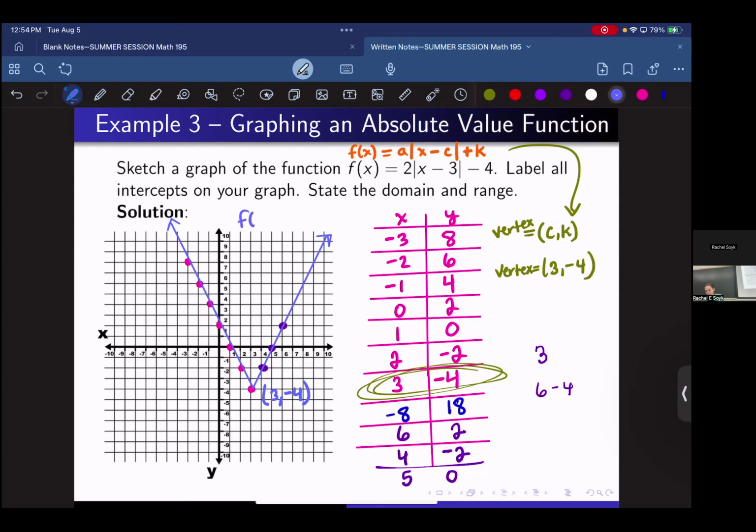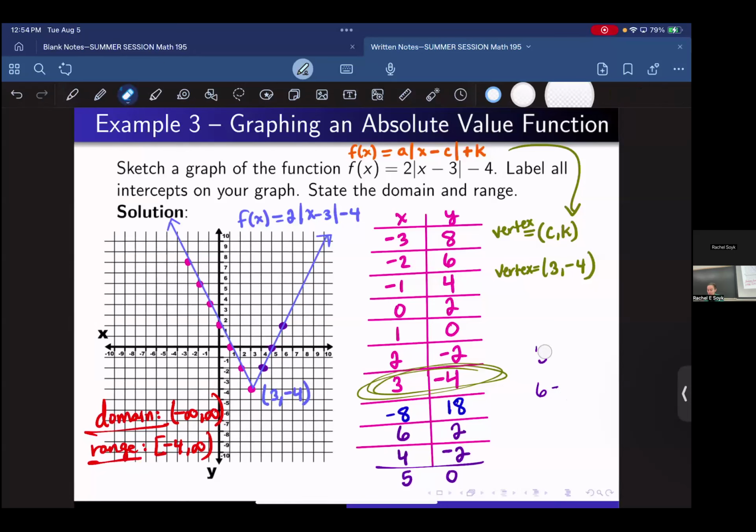And so don't forget to label your graph. F of x is equal to 2 absolute value x minus 3 minus 4. What's our domain here? Domain, all possible x values. Yeah, all real numbers. And then what's our range? Hard bracket, negative 4 all the way up to infinity. That's good.